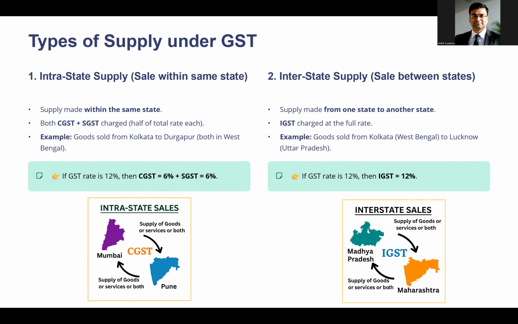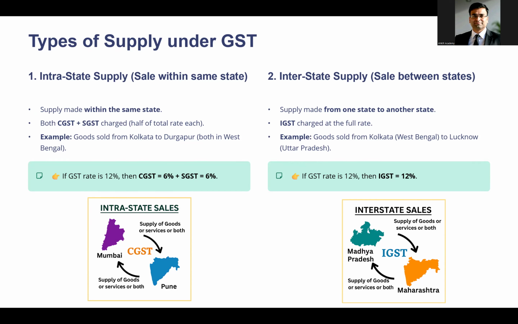Which is Central Goods and Service Tax, and SGST, which is State Goods and Service Tax, right? And then there will be IGST. IGST is all in the cases where goods are sold from one state to another. For example, goods are supplied from Maharashtra to MP or vice versa. Somebody sitting in MP is supplying goods in Maharashtra, right?